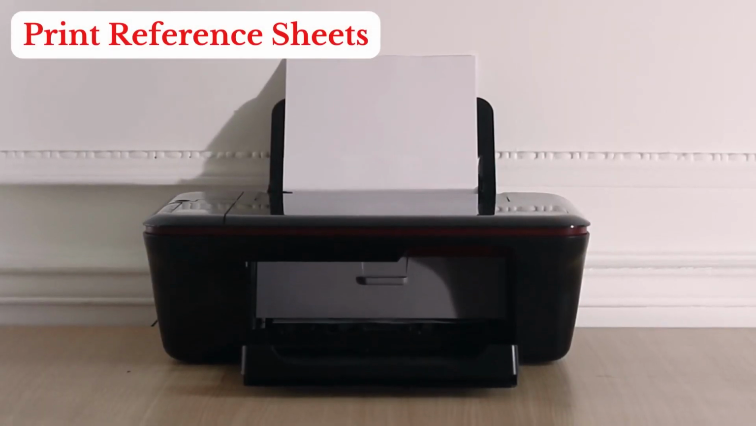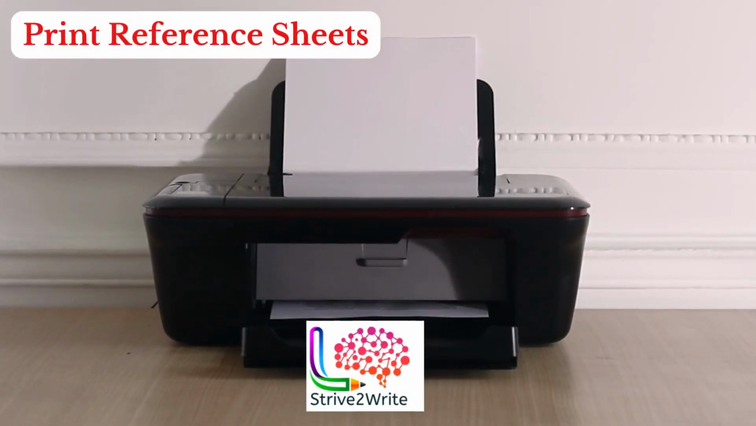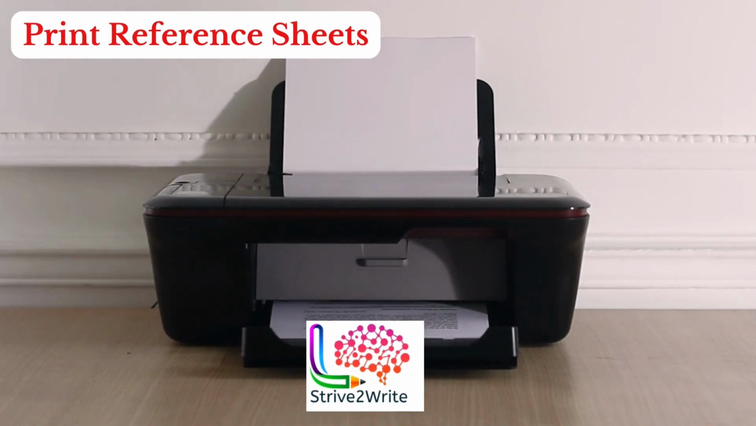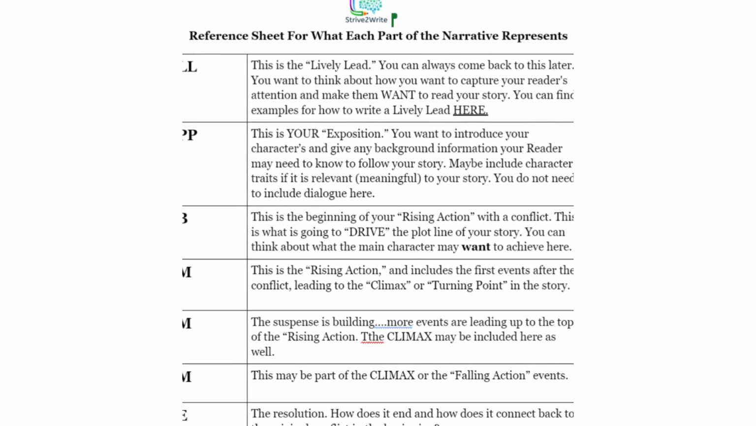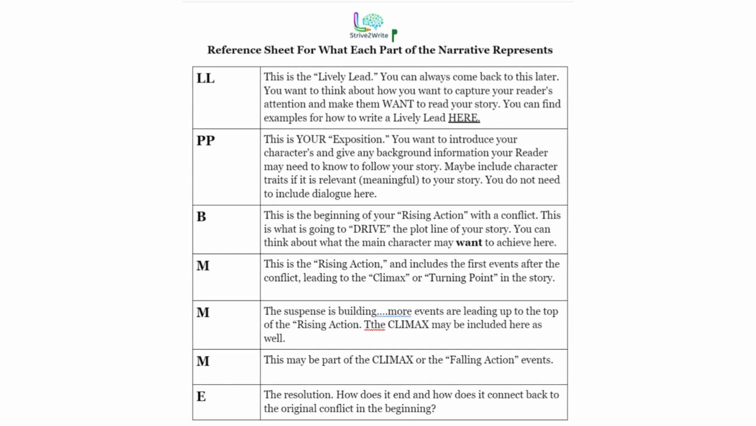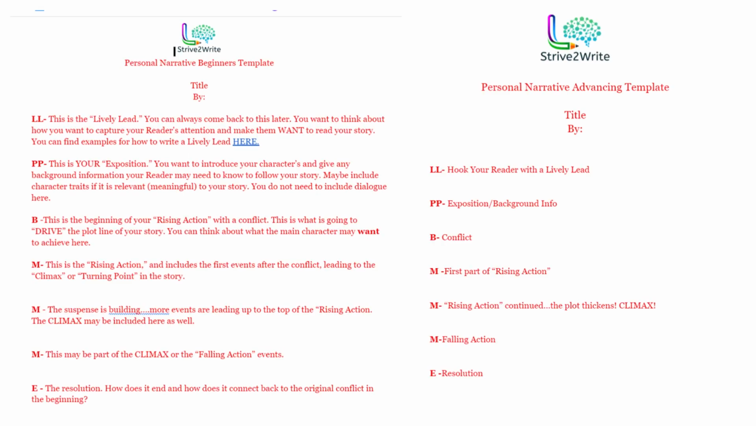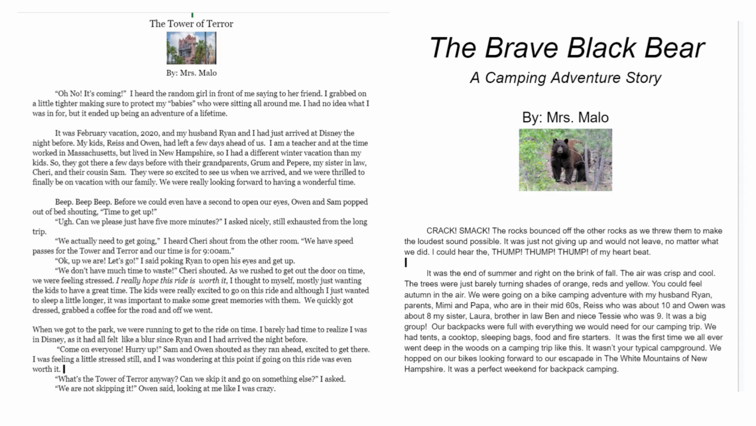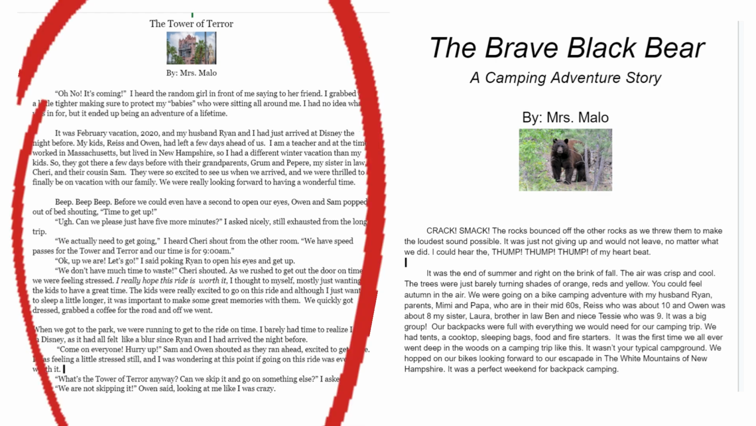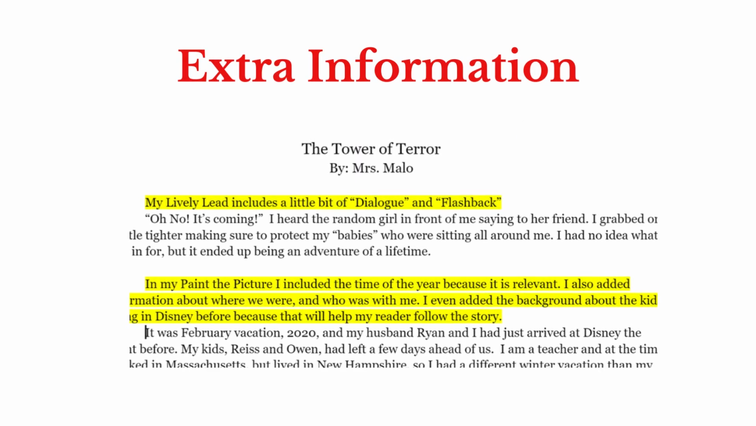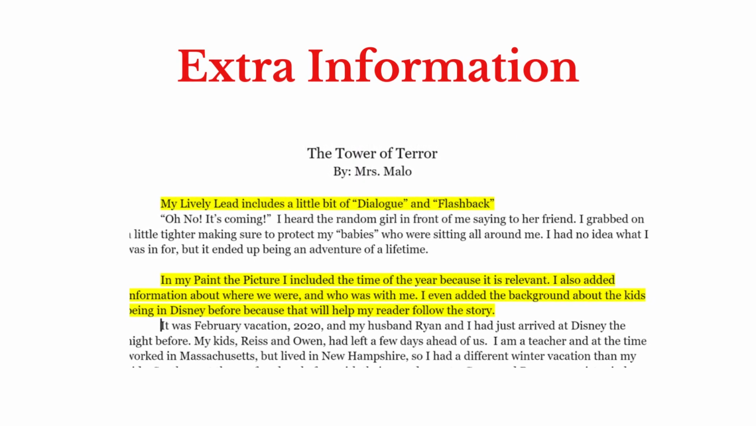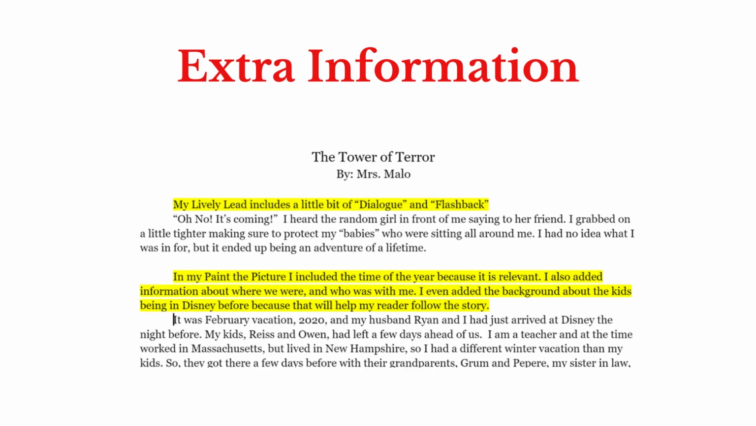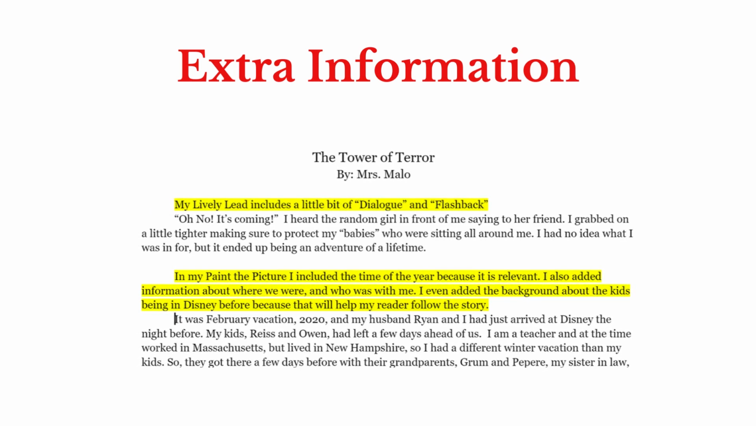In addition to the rubric, we highly recommend you print all the other reference sheets included as part of this lesson. Here is a reference sheet that can guide you in what each part of the narrative should include. We have also included a beginners and advancing writing template if you believe this would be helpful. You will also find copies of personal narratives, including the example of the Tower of Terror story, which I use as a guide in this lesson. Finally, we included a highlighted version of the Tower of Terror, which offers an explanation and breakdown of each important element that should be included in a personal narrative.